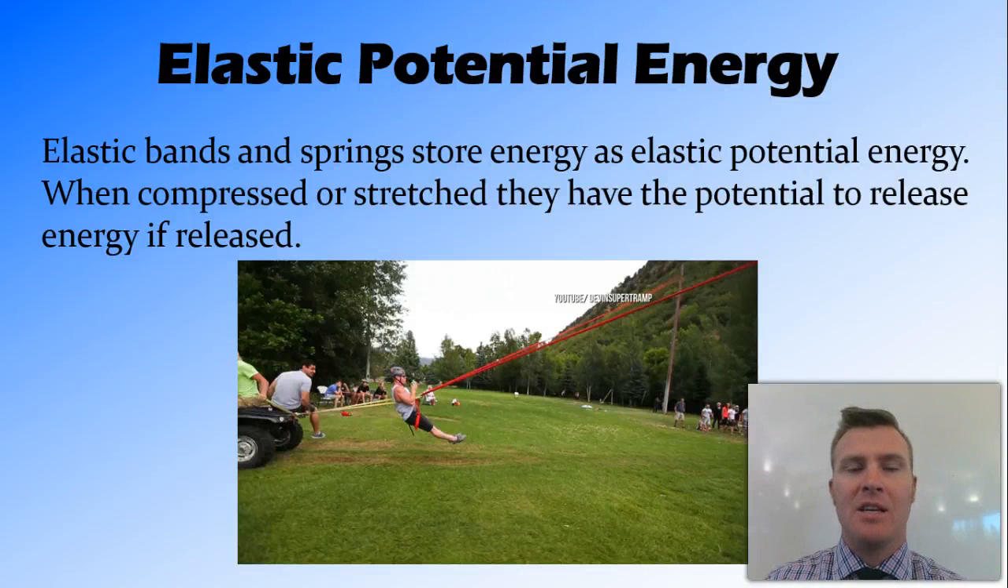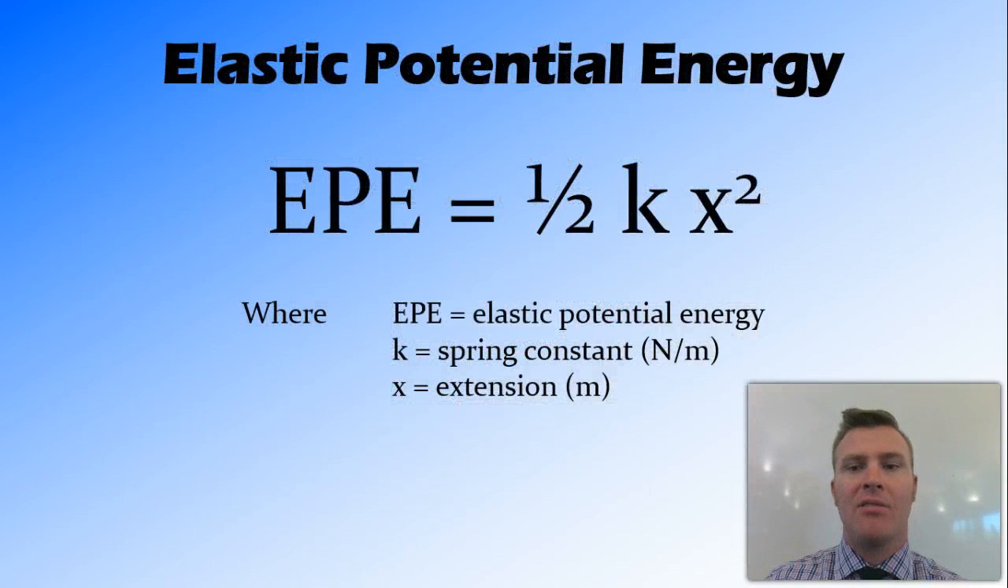Elastic potential energy is what occurs when you stretch a spring or an elastic band, or you squeeze a spring. So when compressed or stretched, they have the potential, so again potential energy, stored energy, to release this energy. And the formula for elastic potential energy is half k times x squared, where x is the amount of extension and k is the spring constant. So depending on how tough the spring is or how stiff it is, will be how high the k is, and how far you stretch it is the extension.